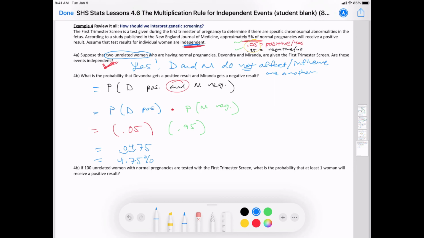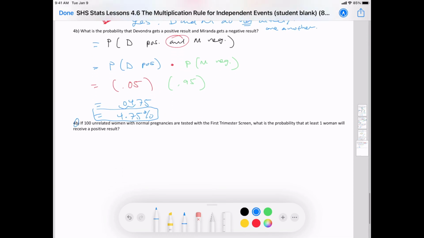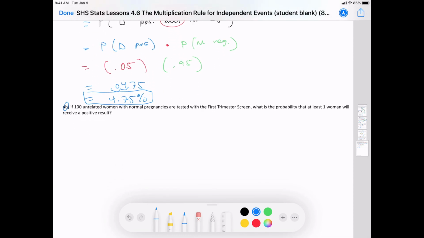Pen shut off. Whoops, that should be a C, huh? I'll change that. If 100 unrelated women with normal pregnancies are tested for the first trimester, what is the probability that at least one woman will receive a positive result?